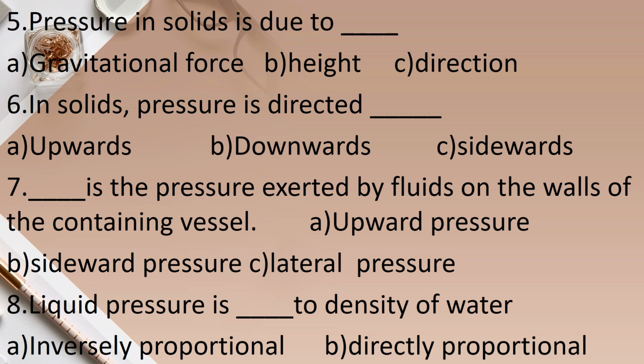And then the sixth one, in solids, pressure is directed dash: upwards, downwards or sidewards. Write the correct answer. And then the seventh one, dash is the pressure exerted by fluids on the walls of the containing vessel. That is upward pressure, downward pressure or lateral pressure. Children, think and write the correct answer. And then the eighth one, liquid pressure is dash to density of water. The options are inversely proportional and directly proportional.